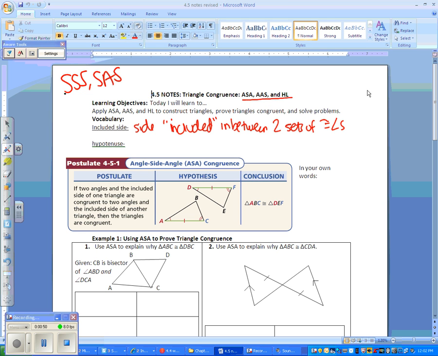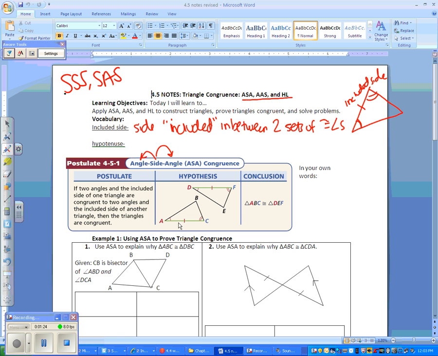So for example, if I wanted to talk about this angle and this angle, I know something about those 2 angles. The side that's in between those 2 angles is this one. So this is the included side. Okay? So for ASA, the side that we can use as a shortcut to prove triangles are congruent has to be touching those 2 angles that we know about.